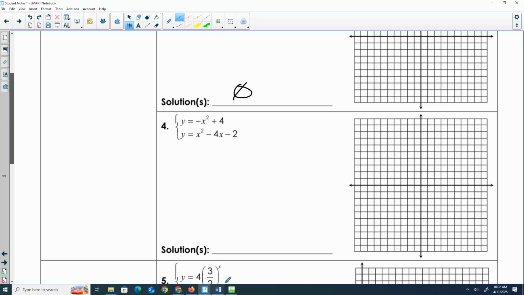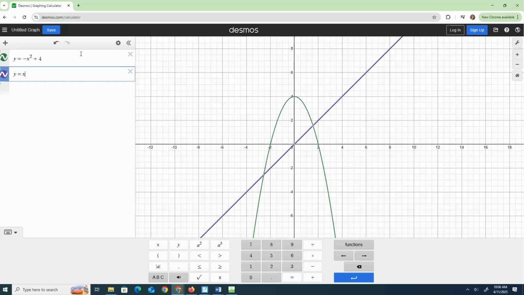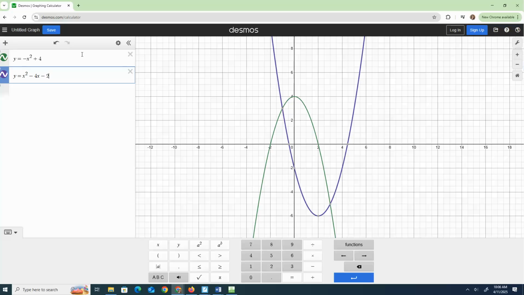Okay, I want you guys to try a couple. So 4, 5, and 6. I want you guys to graph them and get those solutions. Then we'll check it and see how we did. So in a system, you are just looking for where the 2 graphs touch each other. So in number 4, we have y equals -x to the second plus 4, and y equals x to the second minus 4x minus 2. And when I look at that, how many solutions are there? 2. So you should have -1, 3, and 3, -5. Did you guys all write down those 2 points?